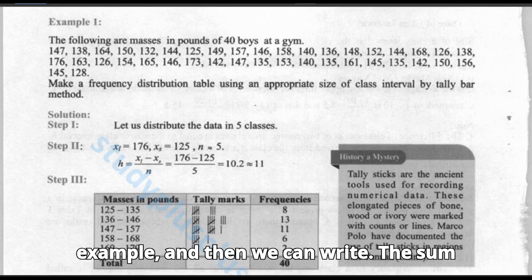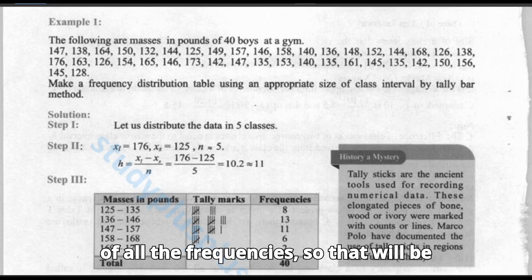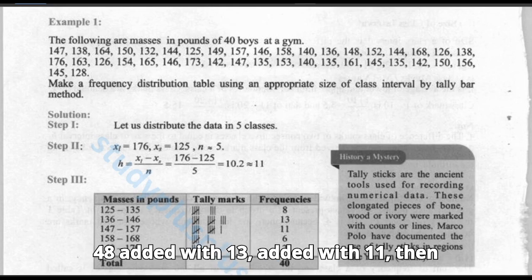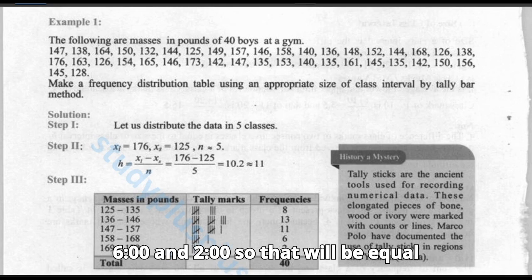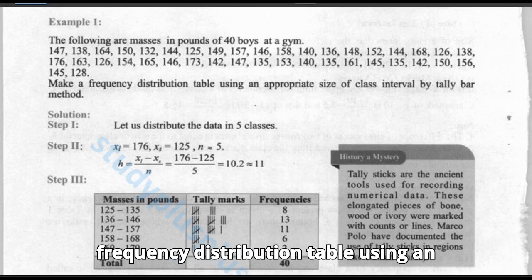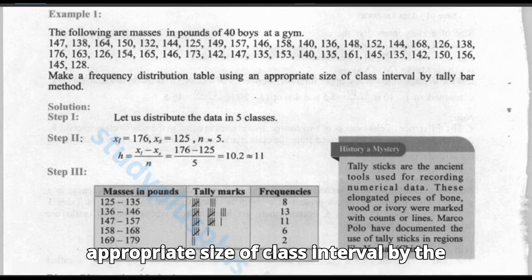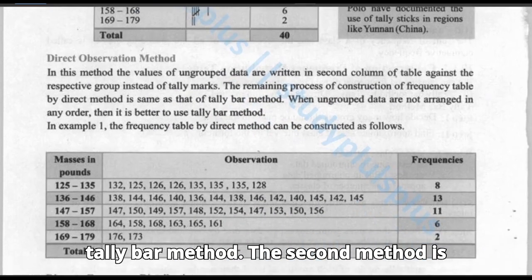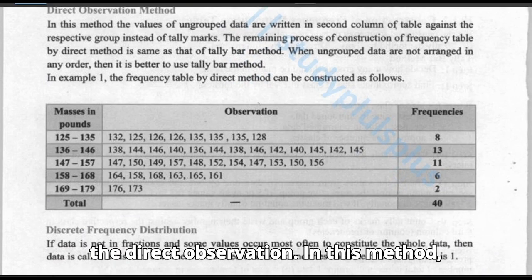And then we can write the sum of all the frequencies. That will be 40: 8 added with 13, added with 11, then 6 and 2, which is equal to 40. This is how you make a frequency distribution table using an appropriate size of class interval by the tally bar method. The second method is the direct observation method.